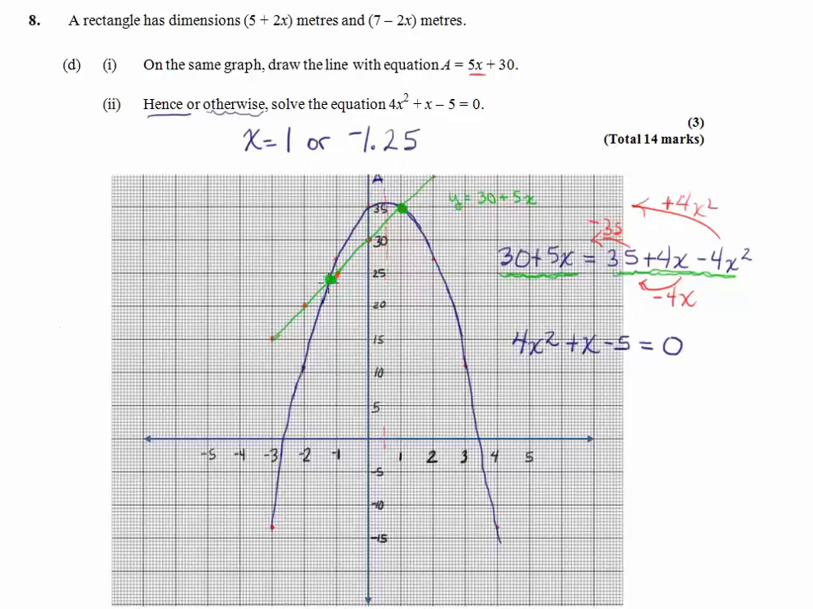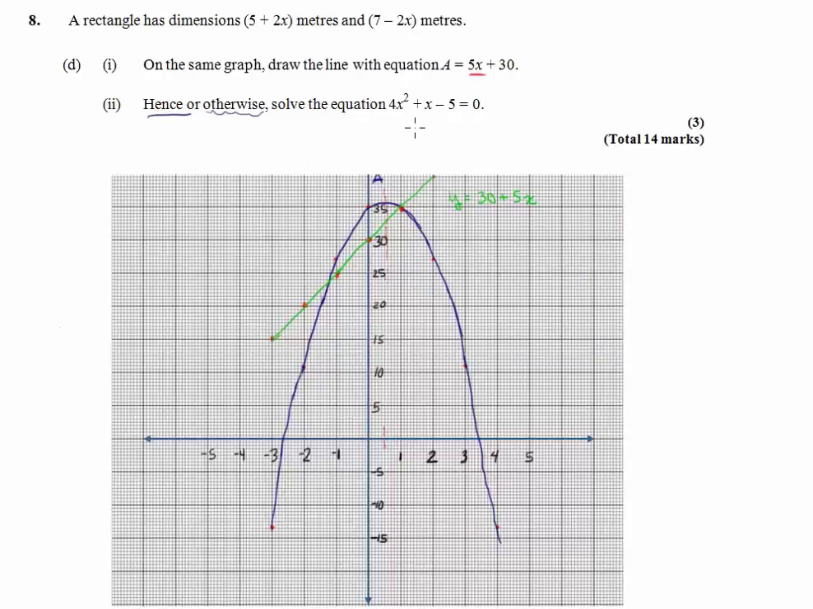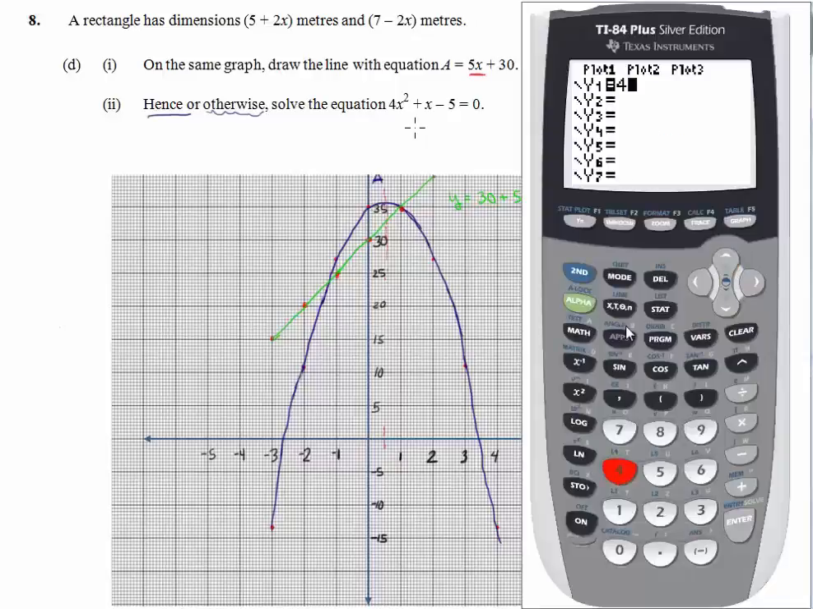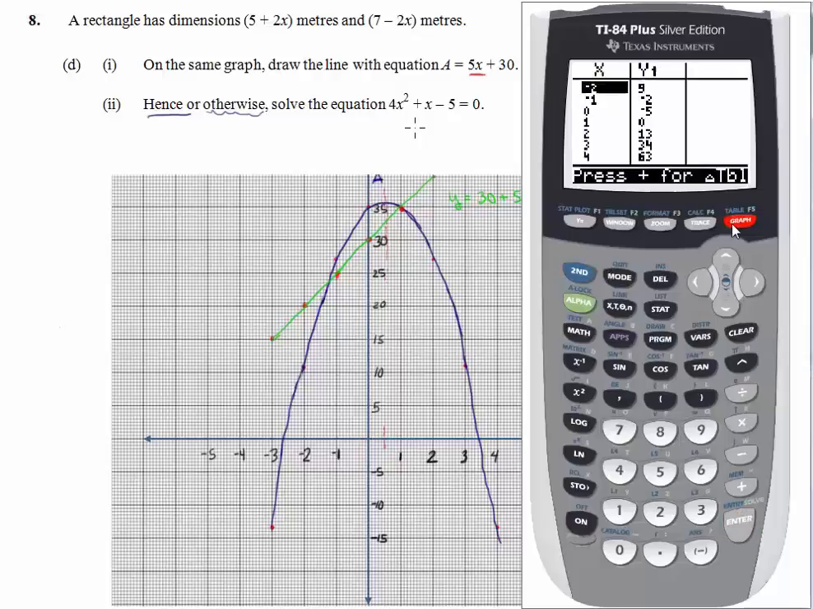Now, I want to talk about this "otherwise" idea, because when you see "otherwise", basically the IB is saying do it however you want. And what they say is, solve the equation 4x squared plus x minus 5. So another approach I could do is literally solve that equation. So I'm just going to type it into my calculator, and I want it to equal 0. I'm not going to graph 0, but I'm going to look at the table. And there I can see one place where the equation equals 0 is at 1.